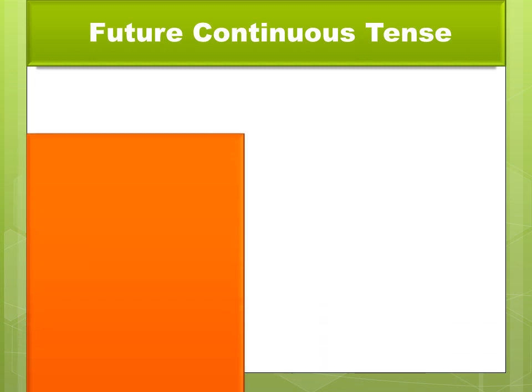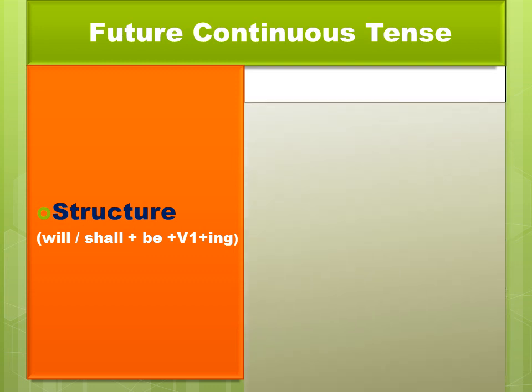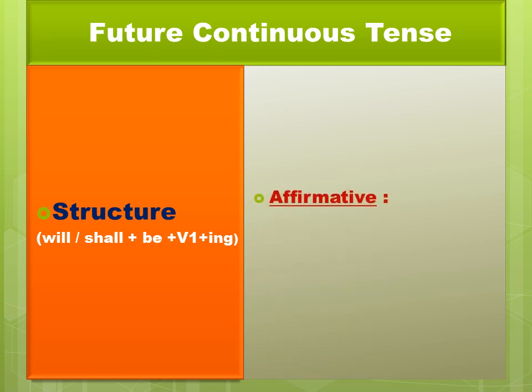The next one is future continuous tense. The future continuous tense is used when an action is promised or thought to be going on at a specific time or context in the future. The structure for future continuous tense is will or shall plus be plus V1 plus ing. Now how to frame an affirmative sentence?